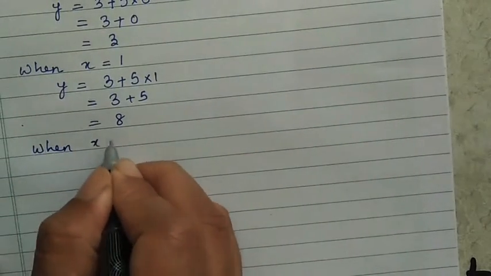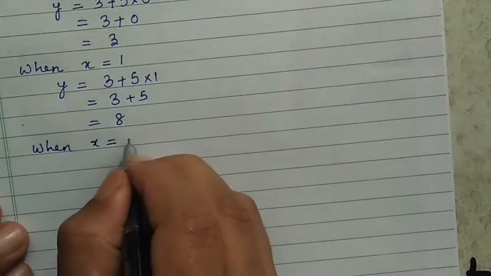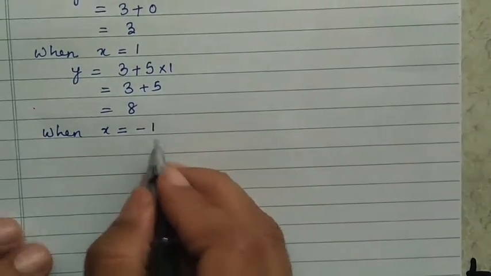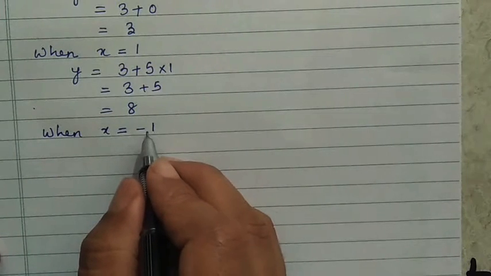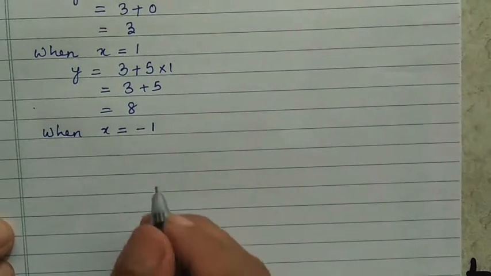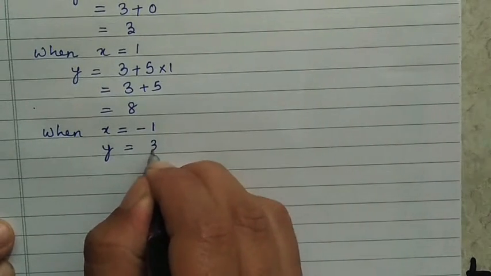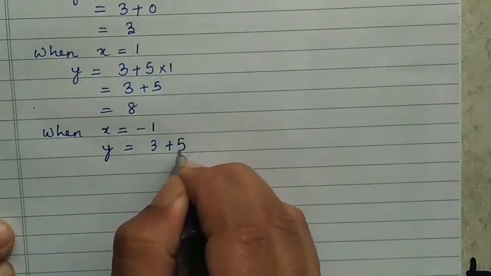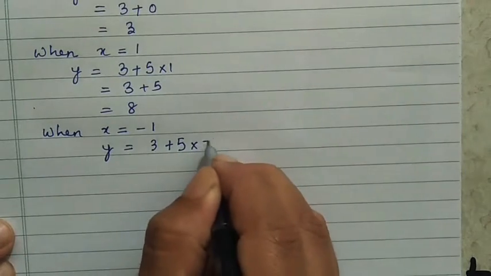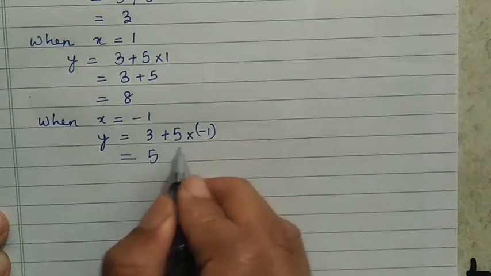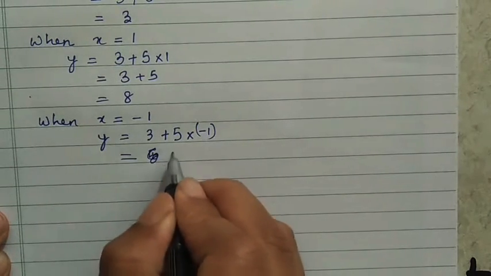When x is equal to, let's say, -1. When x is -1, you can take 2, 3, 4, any value. So for x = -1, y becomes 3 plus 5x, as in equation 2. So 5 into x, which is -1.